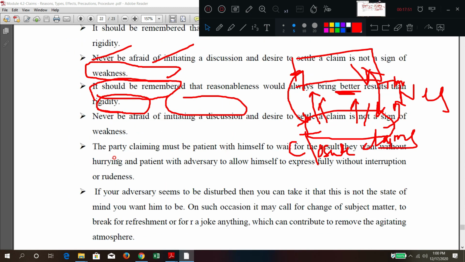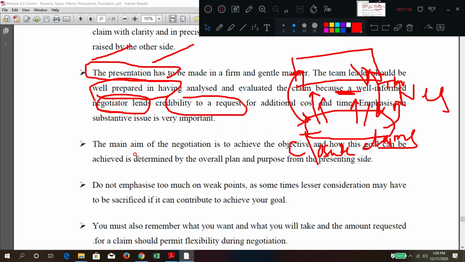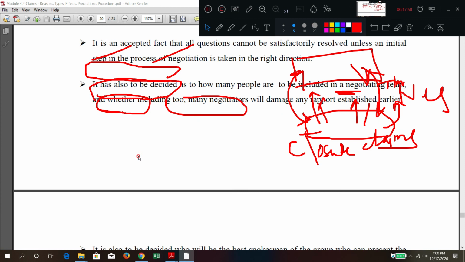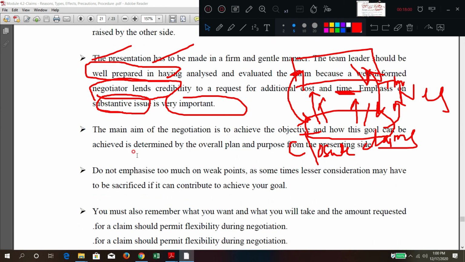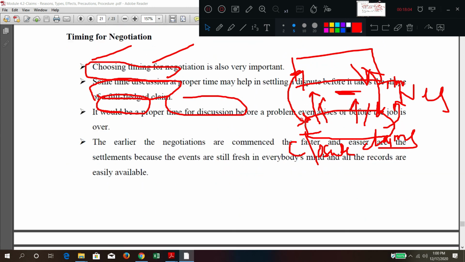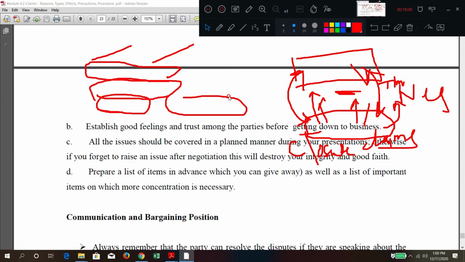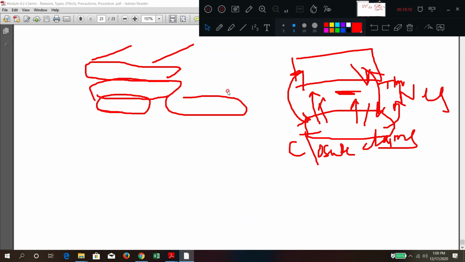Very important is: what are the causes, the effects, and how to prepare the claims? How to prepare and submit the claims? You can refer to this. So these are all things you can easily refer to.